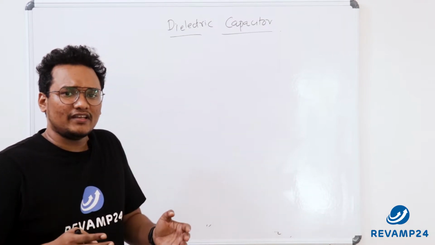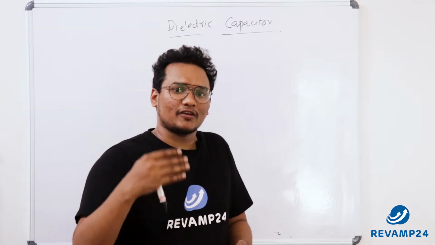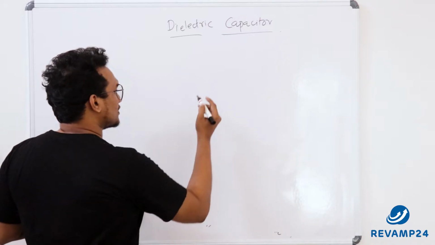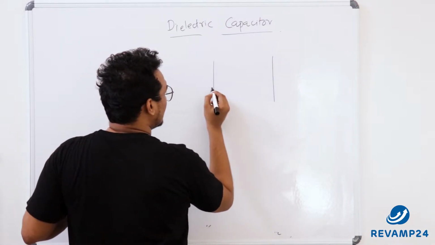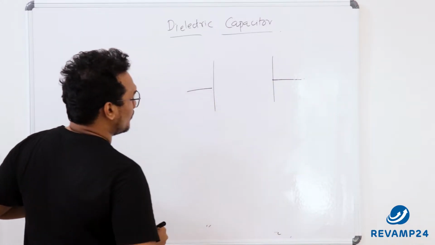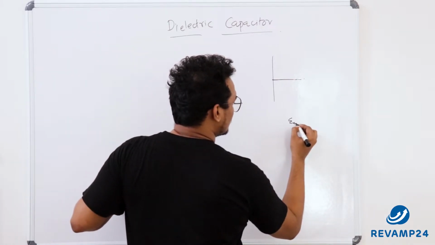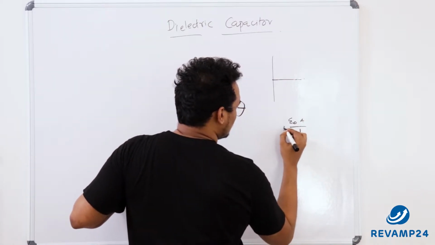Now, how can we increase the value of capacitance of a parallel plate capacitor? So what is a parallel plate capacitor? We have two plates connected in this way. What is the value of capacitance? Epsilon 0 A by D is the capacitance.